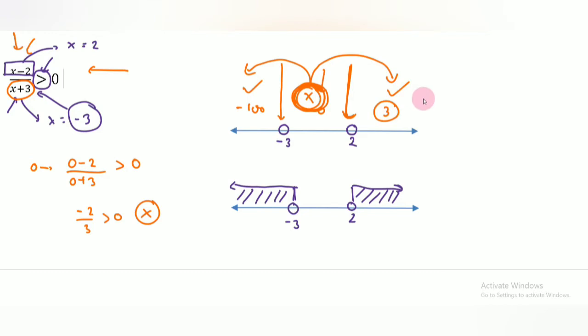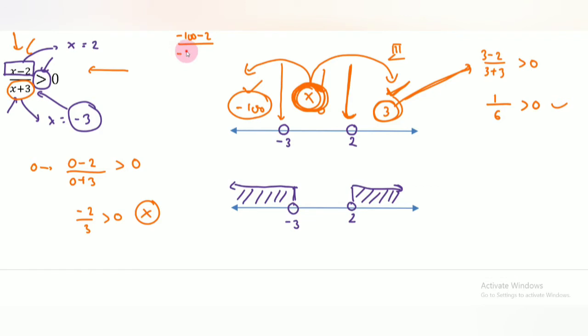Let me use 3. If I'm using 3, the inequality becomes 3 minus 2 over 3 plus 3 greater than 0. So it is 1 over 6 greater than 0. Is it true? Yeah, it is true. Therefore, all of the numbers from the third area will satisfy the inequality, since 3 as the representative proves that it satisfies the inequality. So how about negative 100, for example? Negative 100 minus 2 over negative 100 plus 3, is it greater than 0? So it is negative 102 over negative 97. Since it's negative over negative, it is 102 over 97 greater than 0. Is it true? Yes, this is true.